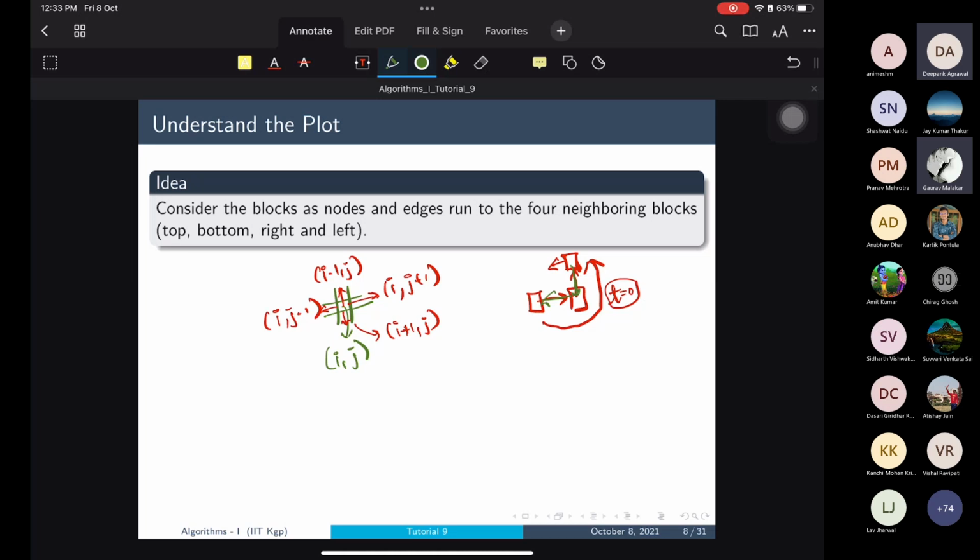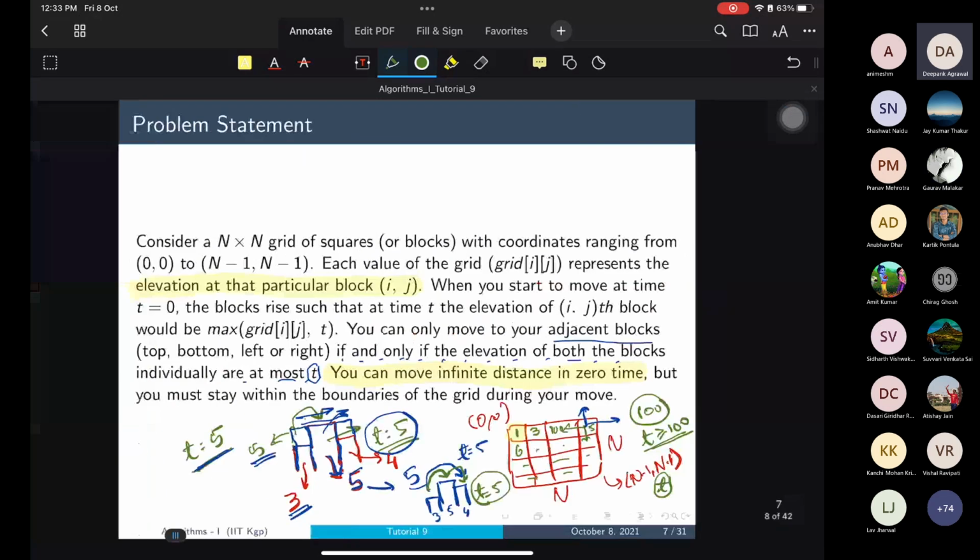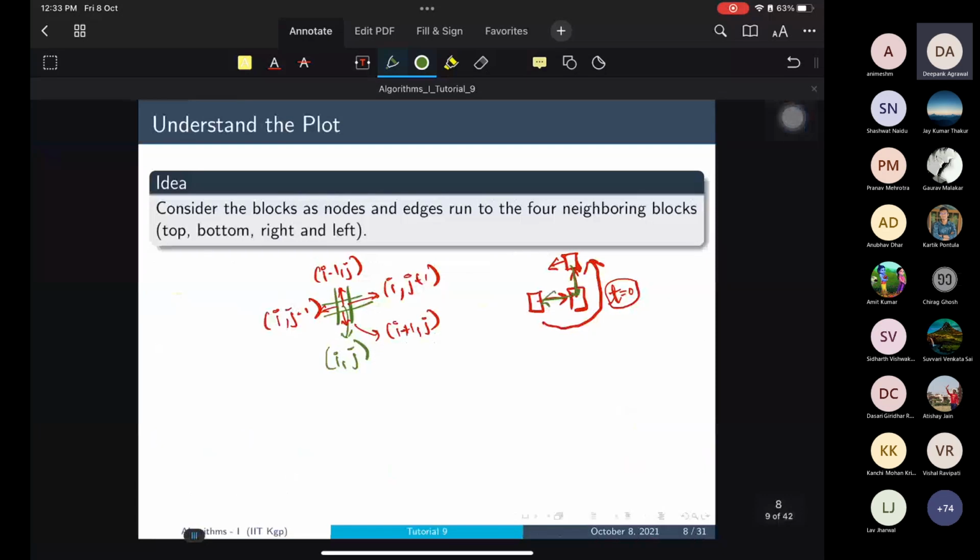I'm just making the plot of the problem here. We will come to the questions, like what is asked to us, later. Just make sure that you get the problem theme correctly.